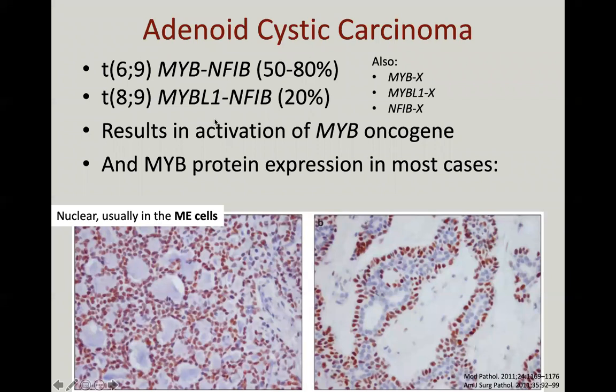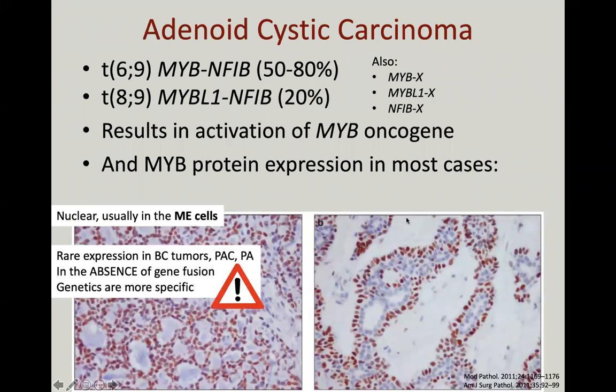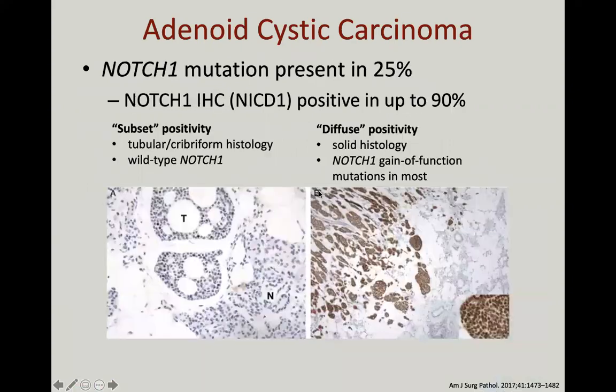So looking a little bit at adenoid cystic, you can get MYB protein expression in most cases. Remember that MYB is partnered with NFIB, so it results in MYB overexpression. Usually this is nuclear and in the peripheral myoepithelial cell layer. The caveat is that you can have rare expression of MYB in other basaloid neoplasms in the absence of a gene fusion. So the genetics arguably are a little bit more specific than the immunostain, but if you have MYB in various labs, you can try to use it. I don't use it here.